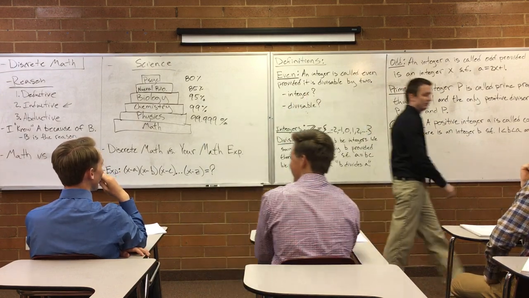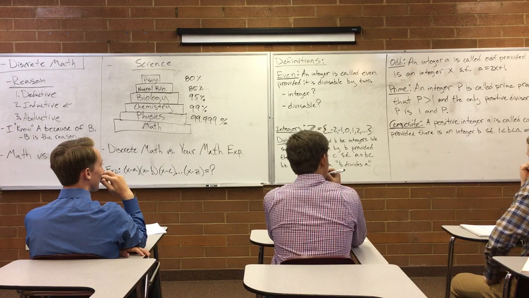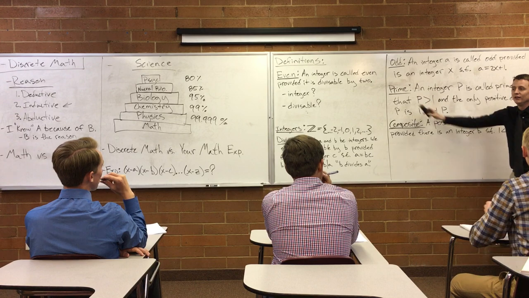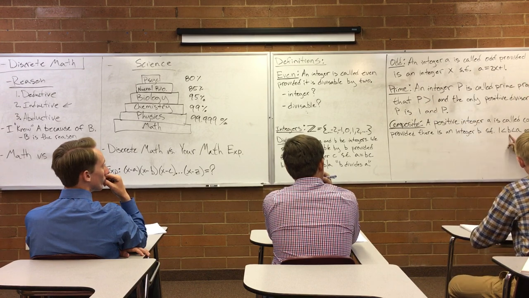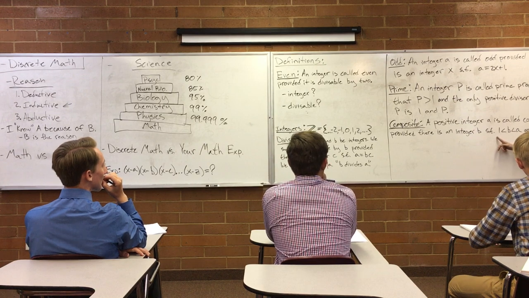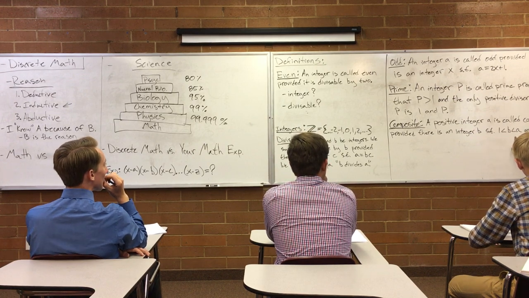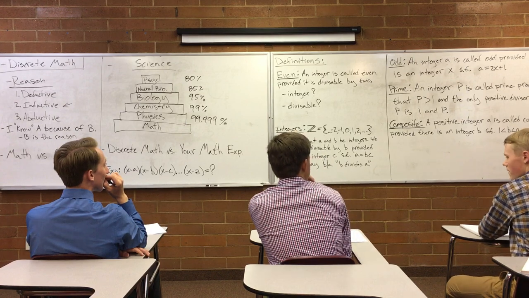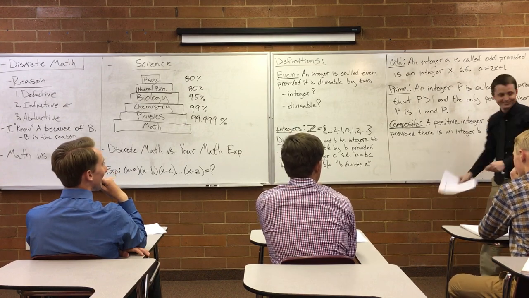I thought we said 1 was... Oh, no. Nope. It's not prime because it has to be greater than 1. And it's not composite because you're not going to find any positive divisors of 1 that are between 1 and 1. There are no numbers between 1 and 1. It's nice to fail to class, isn't it?